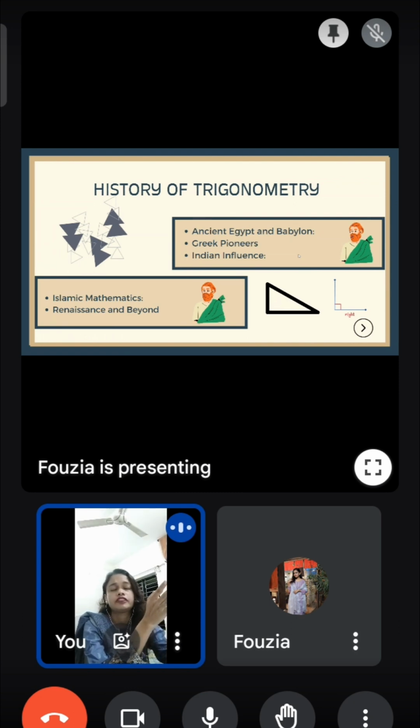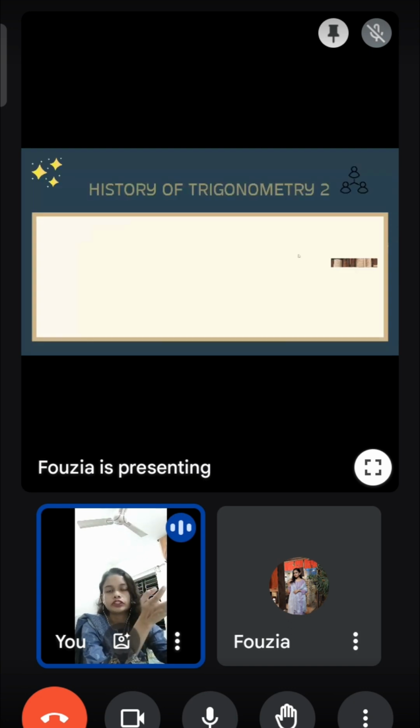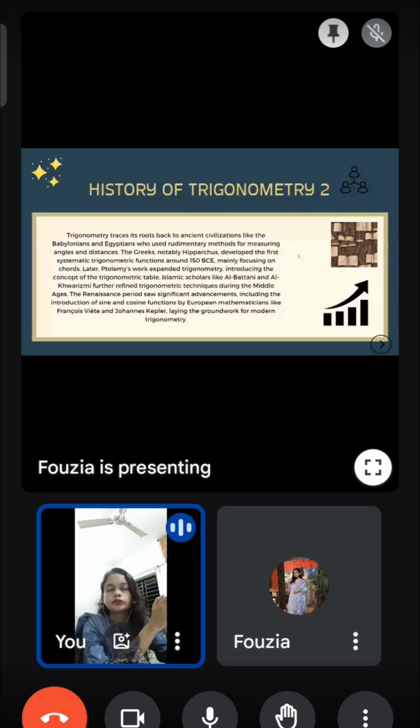The Greeks further developed trigonometry as a mathematical discipline around the 3rd century BCE. Hipparchus is often considered the father of trigonometry. The Islamic scholars during the golden age of Islam, like the 8th to 14th century, translated and built on the Greeks' work. They introduced new concepts. Besides, the Renaissance and Indian influence have contributed a lot to trigonometry. It is important to learn about the history of trigonometry. I have written all of this in my slide, but I have already told you: Babylonians, Egyptians, Greeks, 2000 BC, everything.